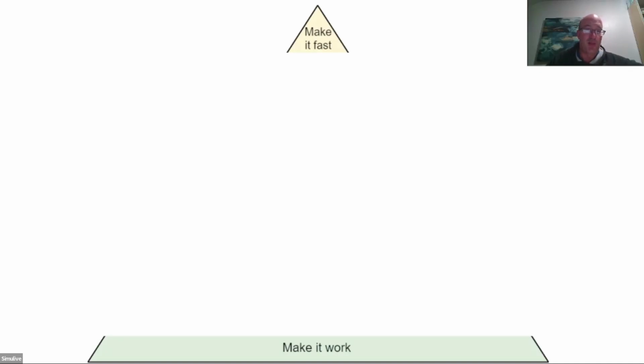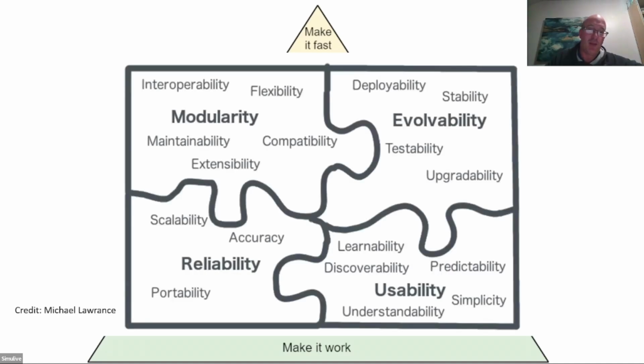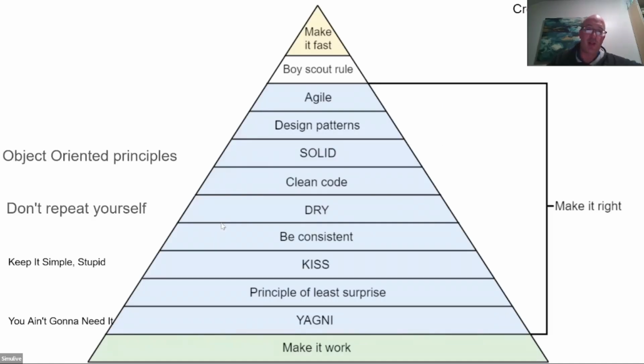So I used to think my life was simple. I should just make it work, and then make it fast. Later on, I learned that there is a whole thing in between that would make it even stronger and last longer, such as reliability, usability, evolvability, modularity, accuracy, scalability, portability, you name it. What's in between is basically how to make it right, not just work.